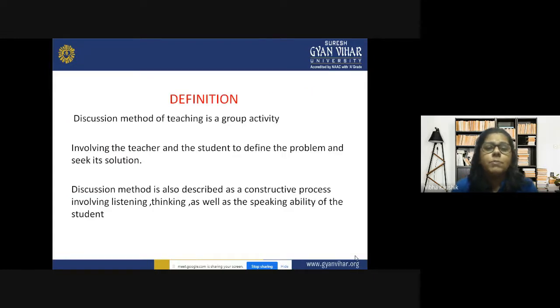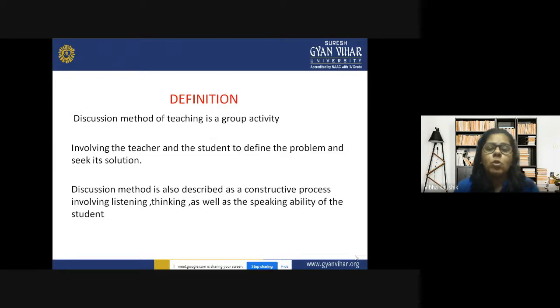Definition: discussion method of teaching is a group activity where the whole class is participating in the discussion. It involves the teacher and the student to define the problem and seek its solution. In the discussion, there is the involvement of the teacher as well as the student. They are equally participating so that they are able to define that this is the particular problem and we want to get the solution of that particular problem.